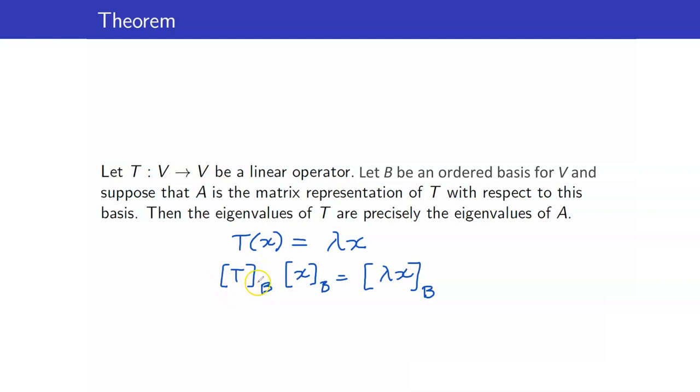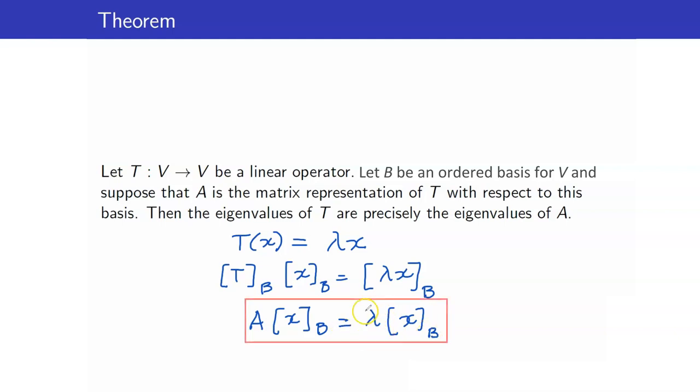But take note that in this theorem, our matrix representation with respect to B is A. And this coordinate vector can be written as lambda times the coordinate vector of x with respect to B. So therefore, look at this one. Lambda is an eigenvalue of A, and the corresponding eigenvectors are this, the coordinate vector of x with respect to B. And this x here would be the eigenvector of T.